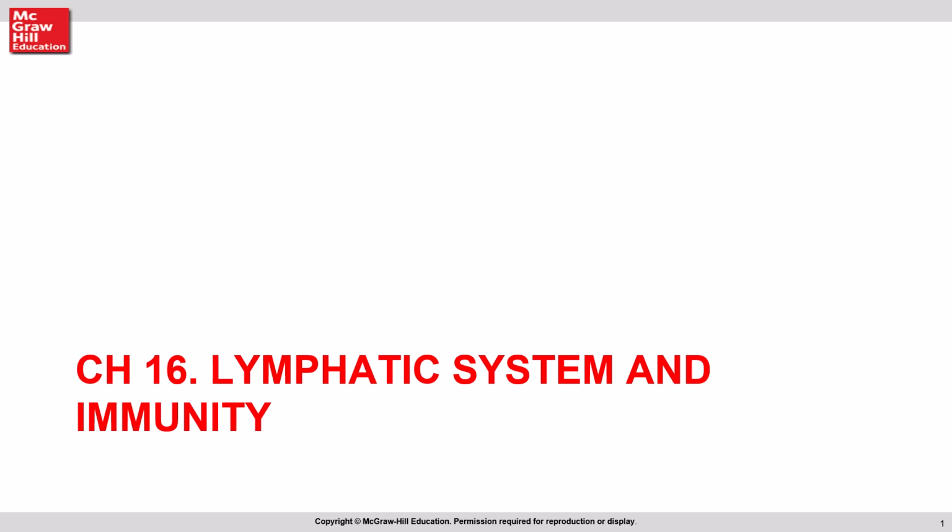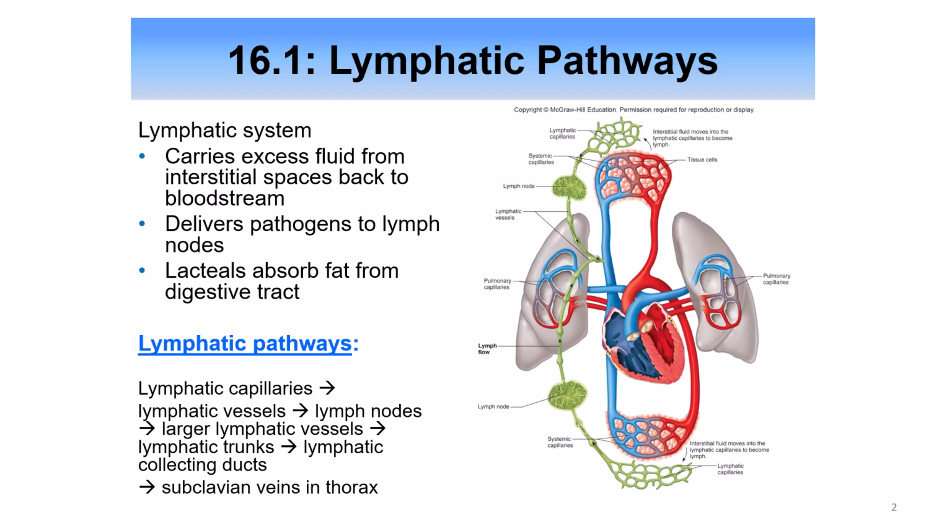This chapter is on the parts and the functions of the lymphatic system, but we're also going to go over the white blood cells and similar cells that help to destroy pathogens. The different functions of the lymphatic system.